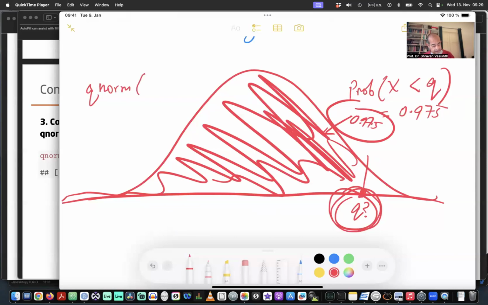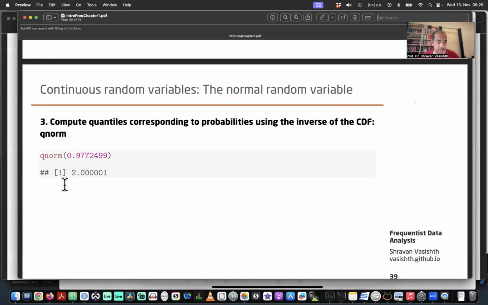So if I write something like qnorm 0.975, it'll give me a quantile, which is this one here, right? This number will be given back. So here, let's look at the example. So you're getting 2 as the value here.